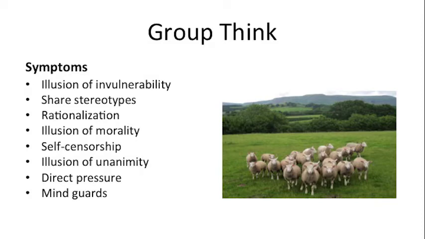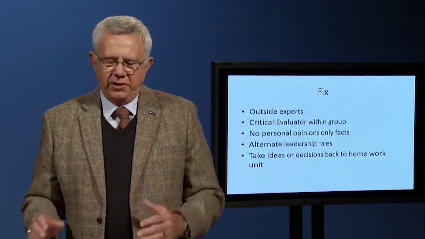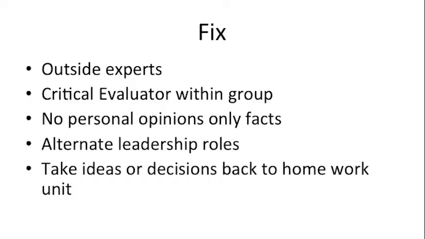So again, go through these. If any of them are confusing to you, come on in during our colloquial, and I'll be glad to go in greater detail. So how do we fix this disease of groupthink? One is to bring somebody from the outside in that's an expert, and they can give a different perspective of what's going on. Within the group, you can assign somebody the role of being a critical evaluator. Their job is to argue against the group and what you're doing.